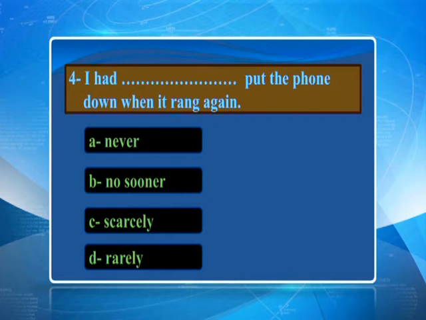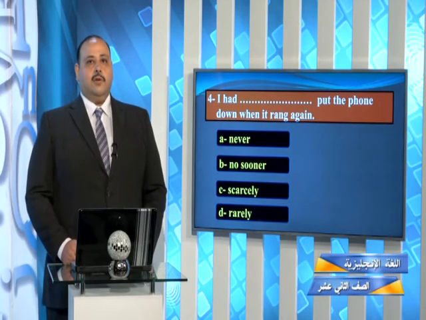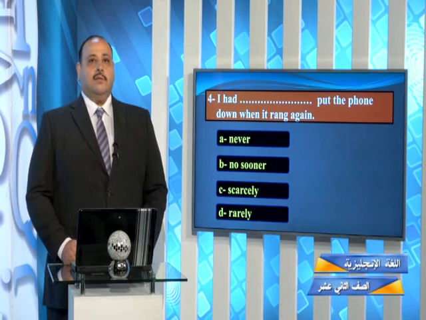Move to number 3. I had put the phone down when it rang again. Okay, my dear students, this is very important to explain. We have correlative conjunctions. These conjunctions are always used within 2 words. So it is mainly made of 2 words, and they are related to each other. It's like using one and then you guess the other. Like "both," then we have "and." "Either" should be "either... or," "neither" should be "neither... nor."